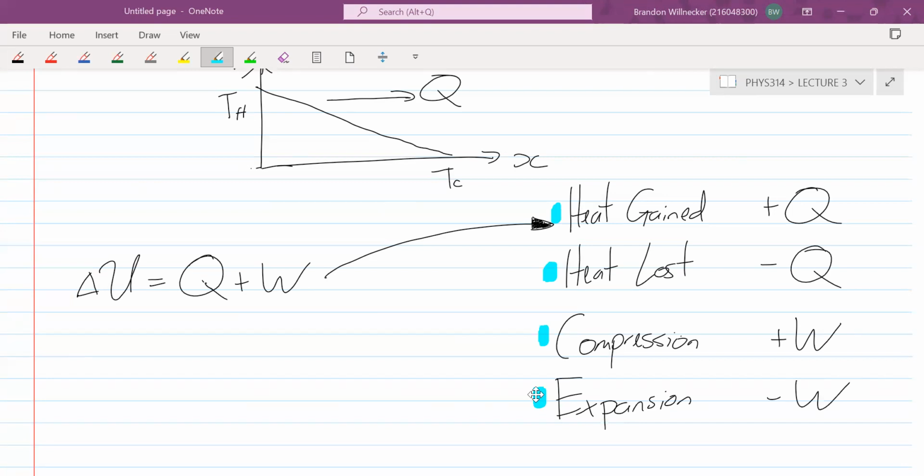Okay, so energy is always gained when heat is added. Energy is lost when heat is taken away. Energy is gained when the gas is compressed. Energy is lost when the gas is expanded. Okay, as long as you remember those four things, you shouldn't have any issues with that plus or minus sign. Okay, any issues with this so far?